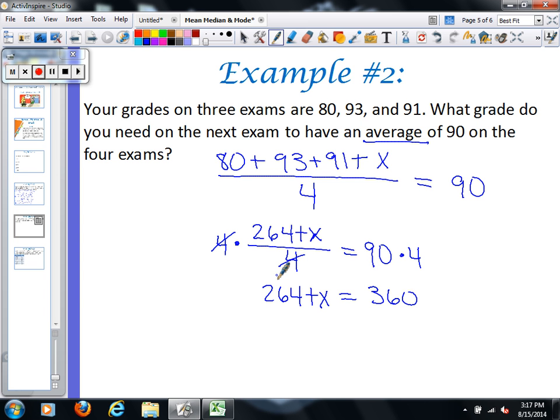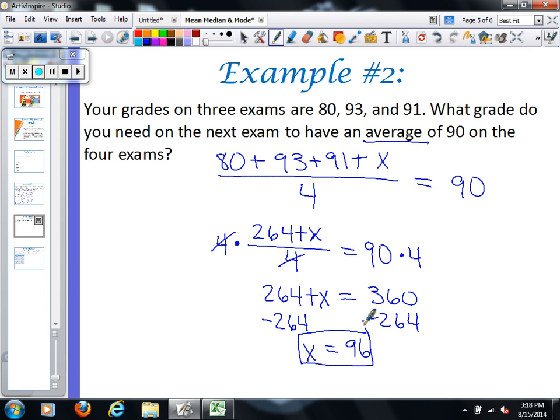So I'm adding 264, which means I need to do the opposite operation, which means I'm going to subtract 264 to both sides. This is going to leave me with x equals 360 minus 264 is going to be 96. So this tells me that on my next test, I would have to score a 96% in order to get a 90% average for 4 tests.